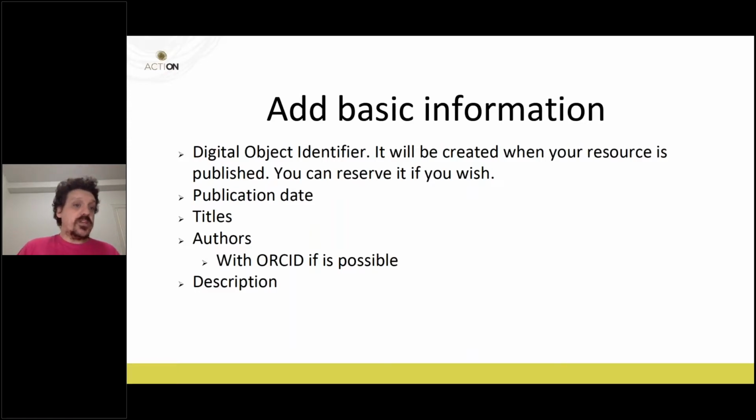We have to fill in the publication date, the title of the resource, and the authors, which is very important, to recognize the work of the people. You can also add ORCID. This is basically an identifier used in the research domain. The DOI is the identifier of digital objects, while the ORCID is the identifier of researchers. And of course, a description of your resource.